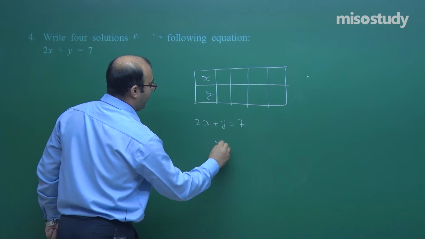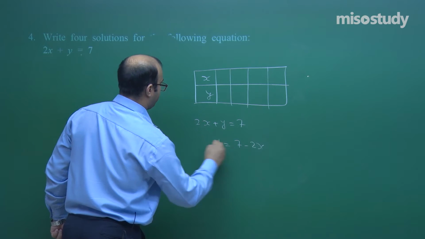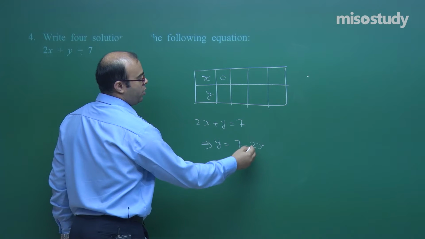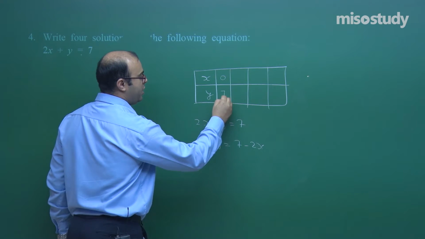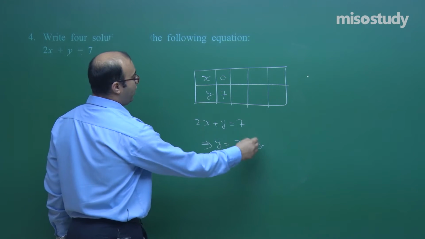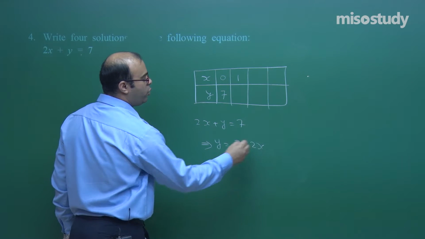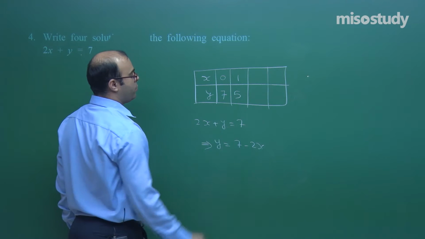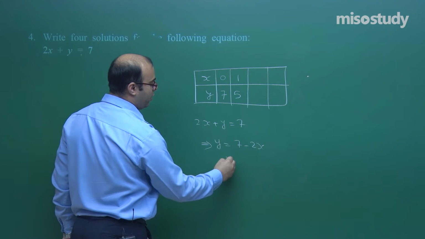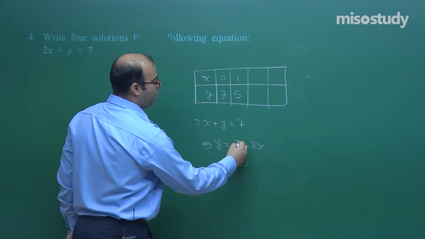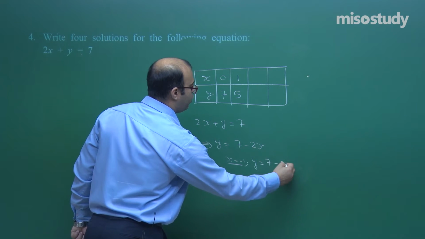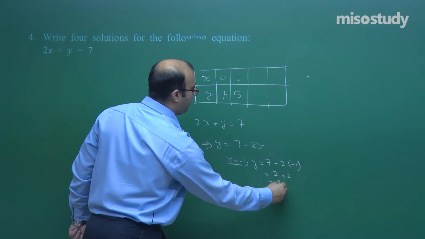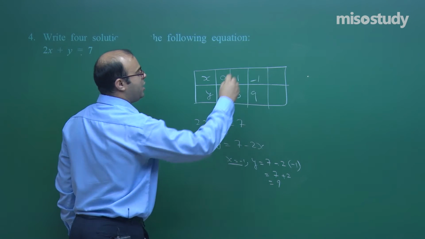So let us write it as y is equal to 7 minus 2x. Okay. Now let us put the values of x. I want to put x equal to 0. This will become 7 minus 0, that is y is 7. If I took x is equal to 1, this will become 2 into 1, 2. So 7 minus 2 is 5, y will be 5. If I take x is equal to minus 1, then what will happen? y is equal to 7 minus 2, x is minus 1. So 7 minus minus becomes plus, plus 2 is equal to 9. y will be 9 if I am taking x as minus 1.